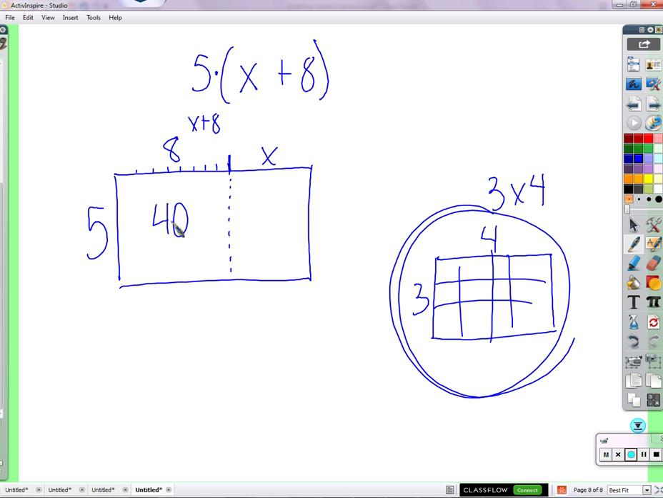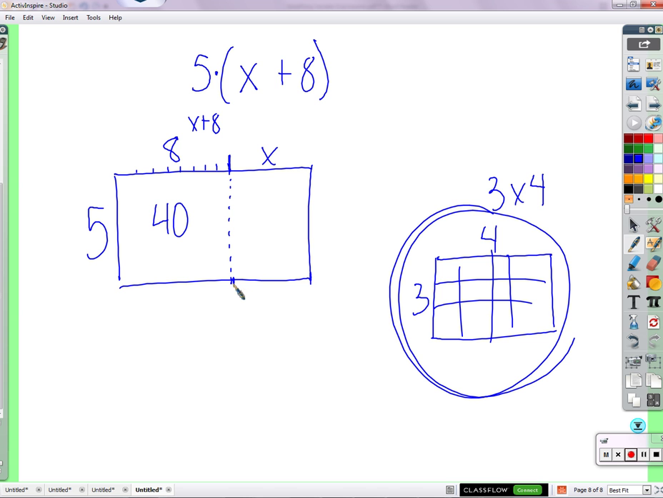I don't know what x is. But how would I find the area of this rectangle? Base times height, right? What's the base? Four. Well, are you talking about 8? It's 4, because x would be 4, you said.